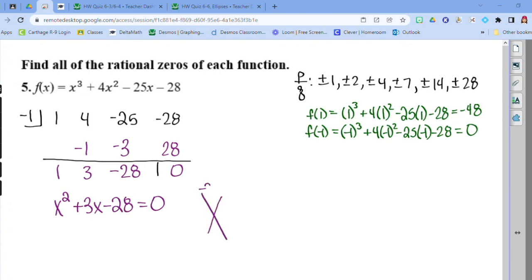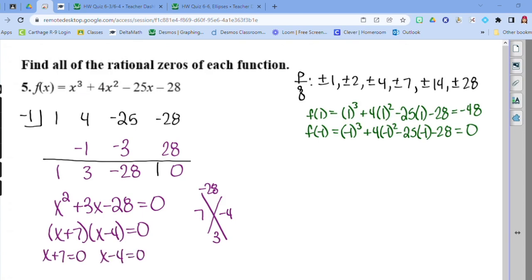I needed to multiply to negative 28, add to a positive 3, that'll be a positive 7 and a negative 4. So x plus 7, x minus 4. Set each factor equal to 0, and x minus 4 equals 0. Subtract the 7, and add the 4. I have 3 rational zeros. I have -7, -1, and 4.